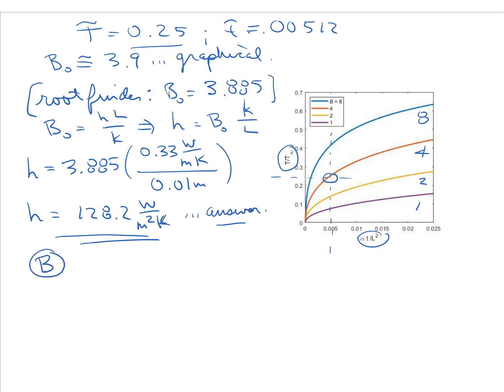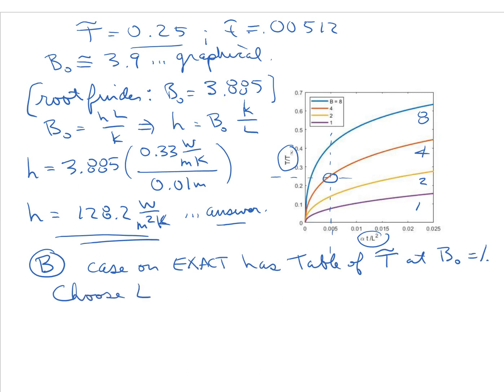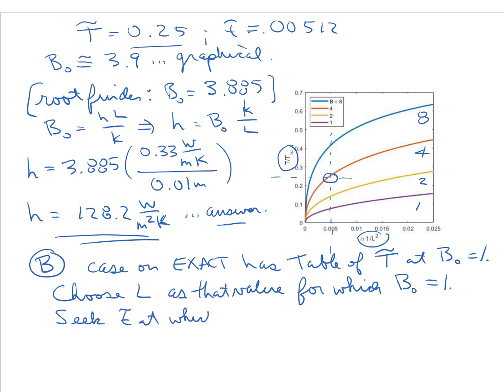All right, another way to solve this is to recognize that the exact case has a table of temperature at Biot number equals exactly 1.0. Now I'm going to choose L for this solution to be that value for which the Biot number is 1. Unknown, but I can find it. Now using the table, I'm going to look for the dimensionless time at which the dimensionless temperature is 0.25 at x equals 0, the surface temperature.